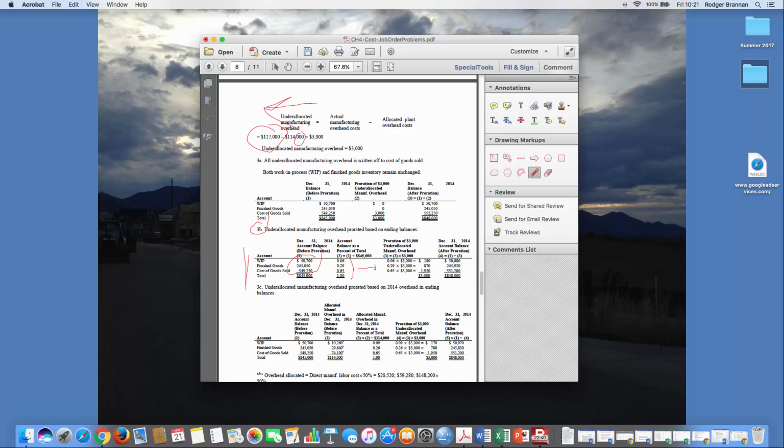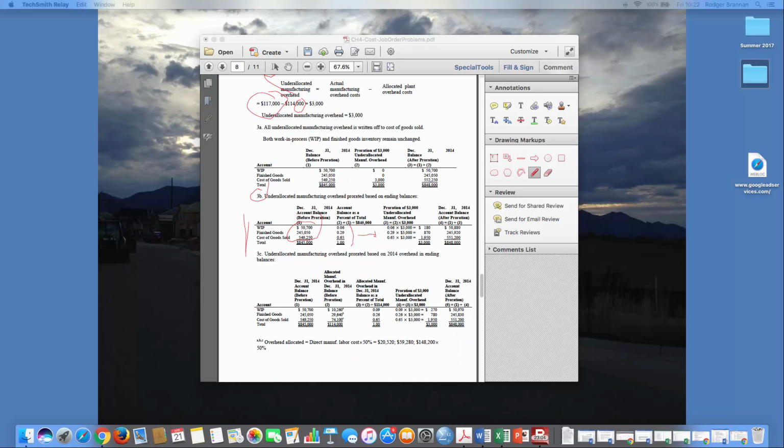Again, it's just simply taking the ending balances here, and instead of making one adjustment only to cost of goods sold, I'm going to adjust the $3,000 to the three inventory accounts, because technically that overhead should have been properly allocated. There should still be some in work in process, there should be some in finished goods, and a big chunk of it should be in cost of goods sold.